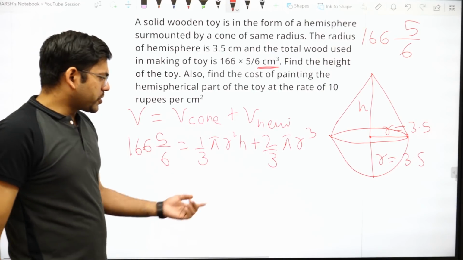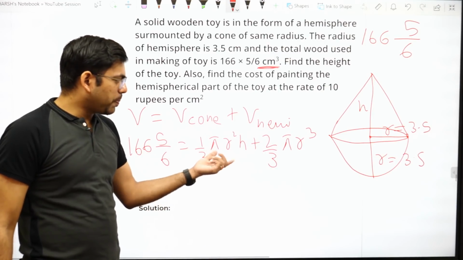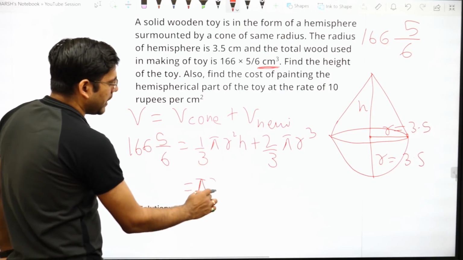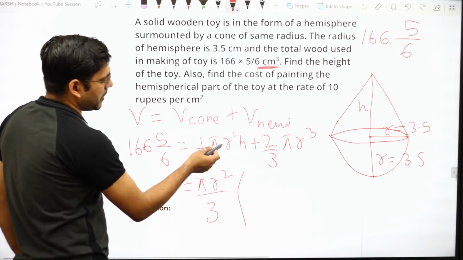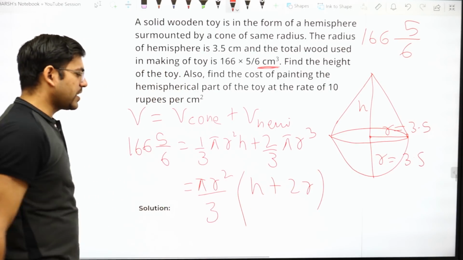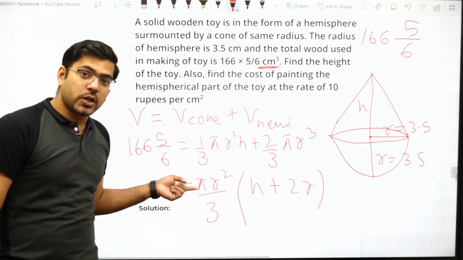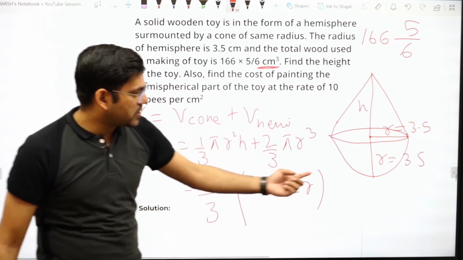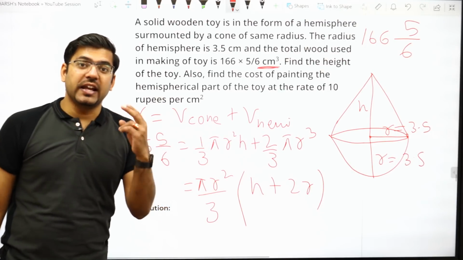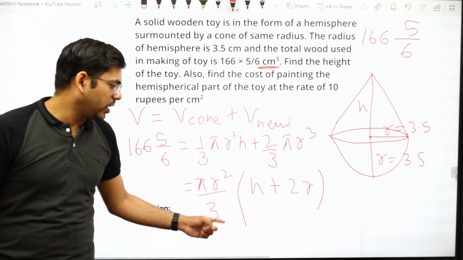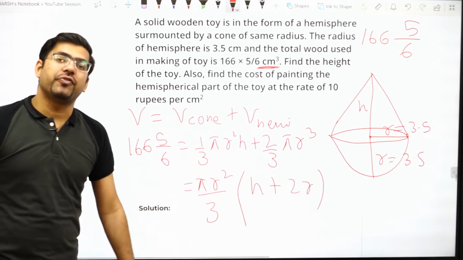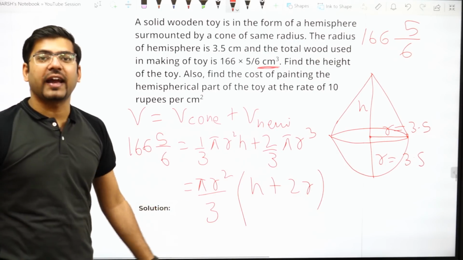Now comes the easy portion, because only h is unknown here. You take out pi r square by 3 common, because 3 is also there. Remaining would be h plus 2r. You have to find only h. Here pi is 22 by 7, and the 7 will cancel with the radius, because the radius is a multiple of 7, so that would be 0.5. 0.5 into 22 is 11. So you have all the values here, 11 by 3 and this value. Changing the mixed fraction and multiplying, you will get the value very easily, because all of them are cancelling.